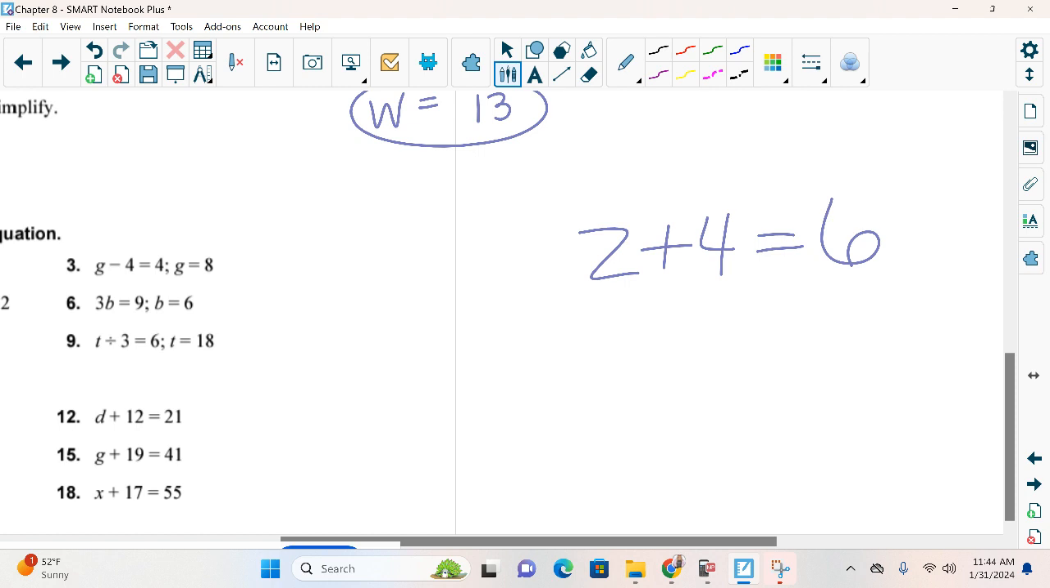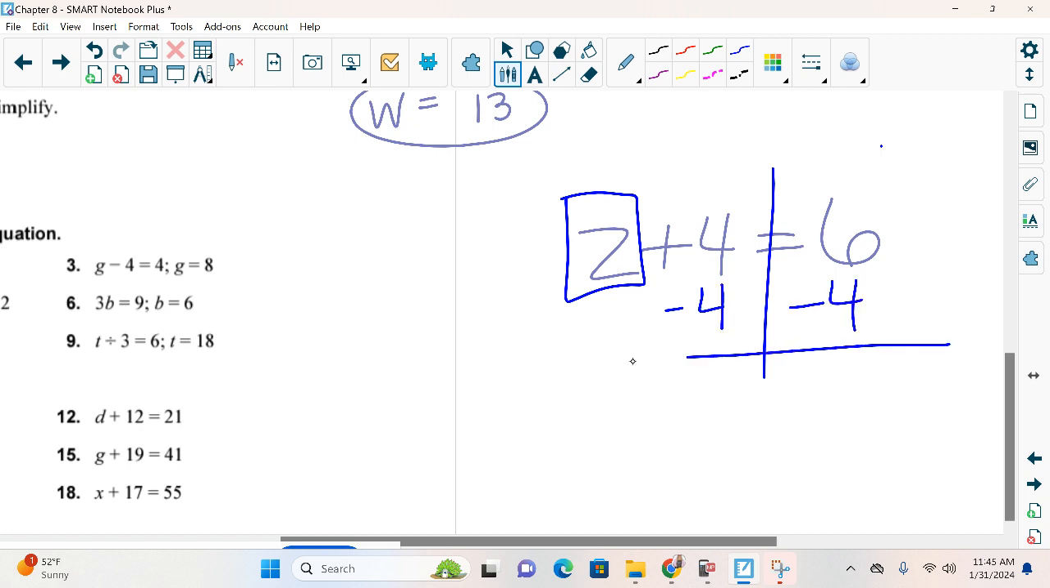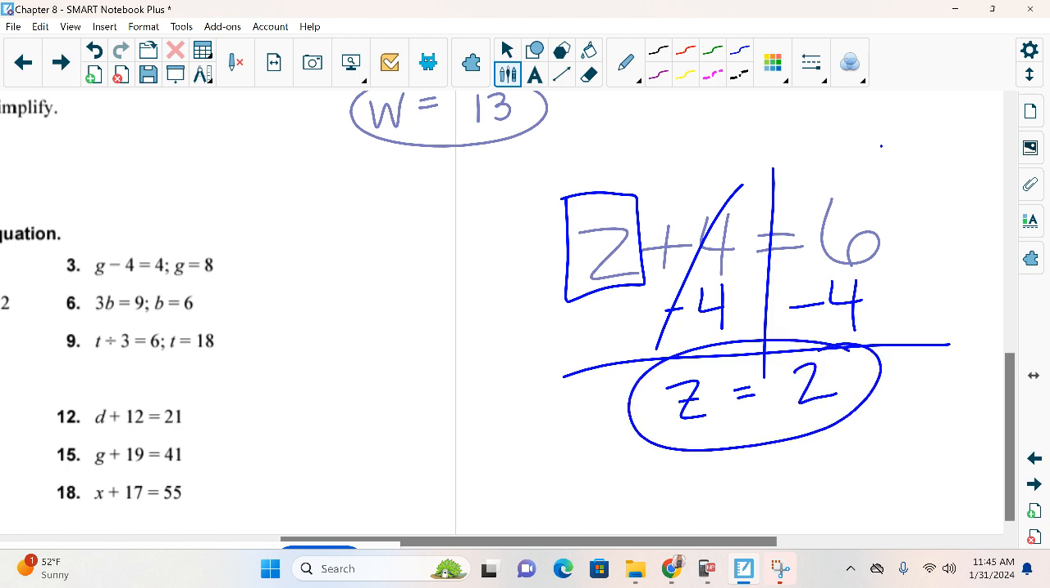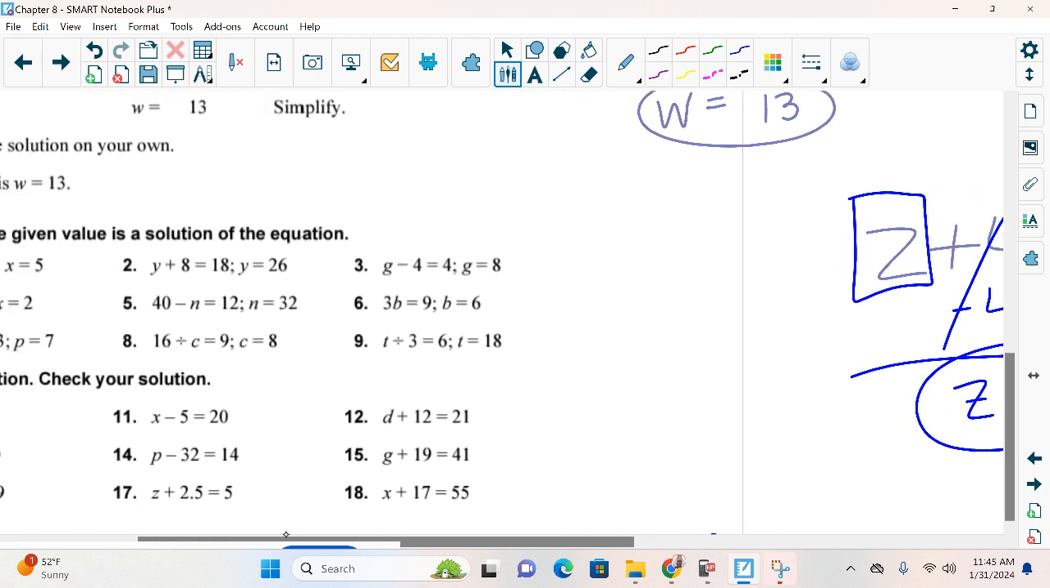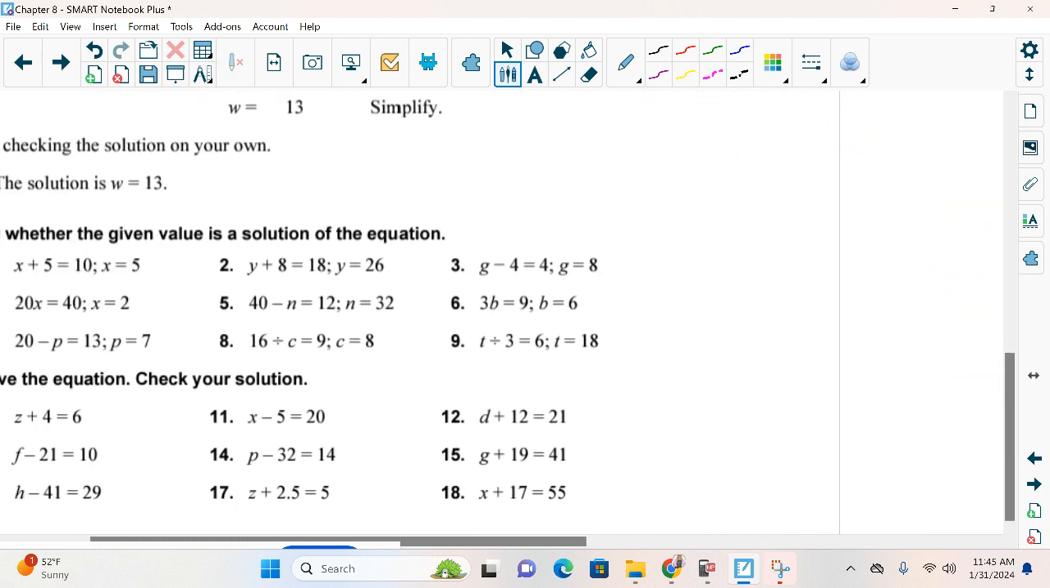All right. So I chop it. I box it. What's the opposite? Subtraction. And Z equals 2. All right. Okay. The more we practice it, the more it'll make sense. Let's do number 11.